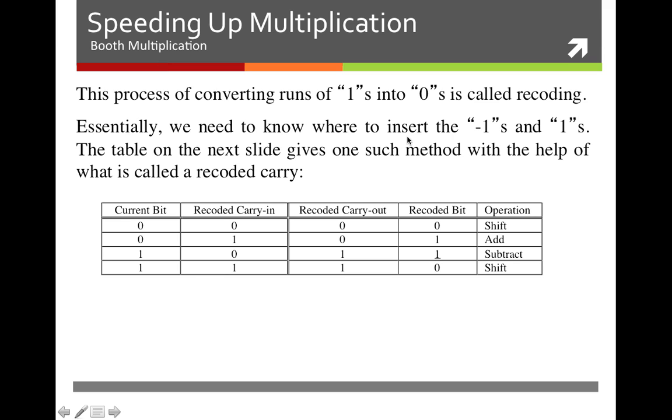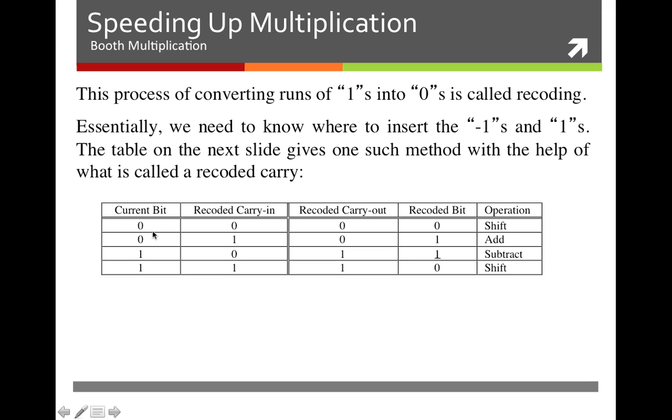And we want to know where the -1s and the 1s will have to be inserted. So the way to look at this is that we have to have the current bit combined with what we call the recoded carry-in bit, which will come from the right-hand side. And the two together will tell us exactly what we should do.